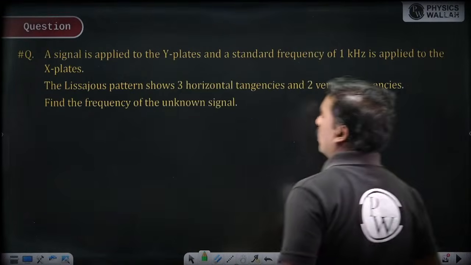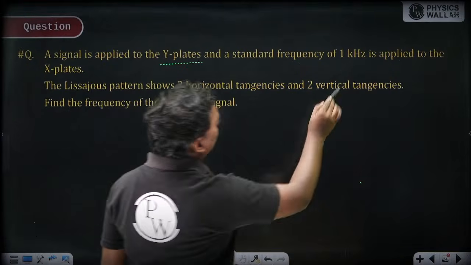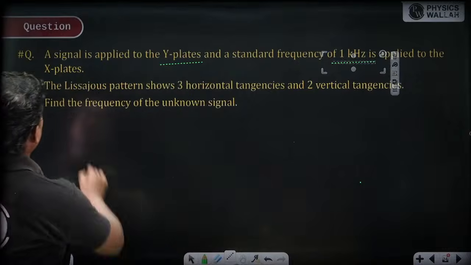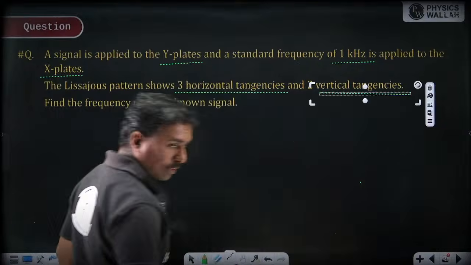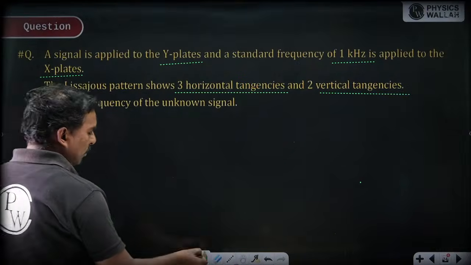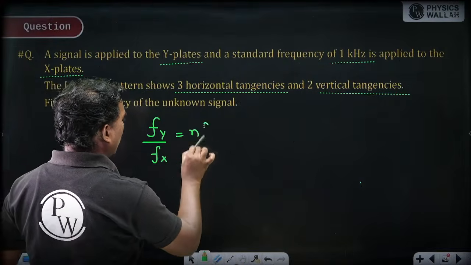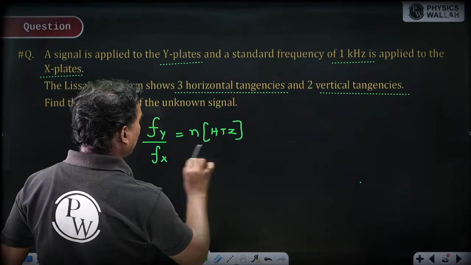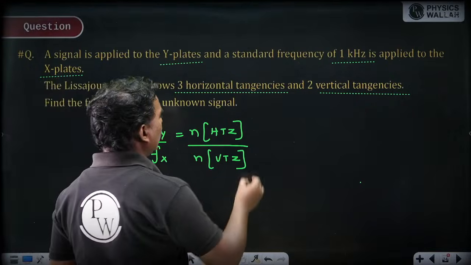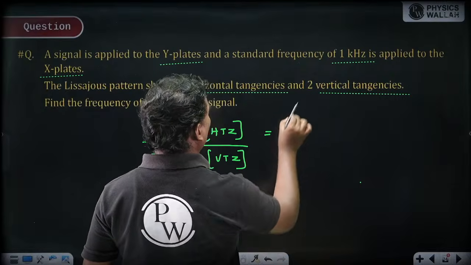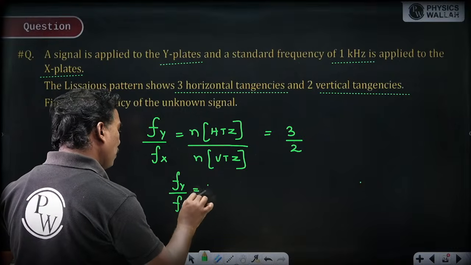Answer this question. A signal is applied to the Y plates and a standard frequency of 1 kilohertz is applied to the X plates. The Lissajous pattern shows 3 horizontal tangencies and 2 vertical tangencies. So what can I write? Fy by Fx is equal to the number of horizontal tangencies divided by the number of vertical tangencies. Number of horizontal tangents is 3, number of vertical tangents is 2. So Fy by Fx will be equal to 1.5.